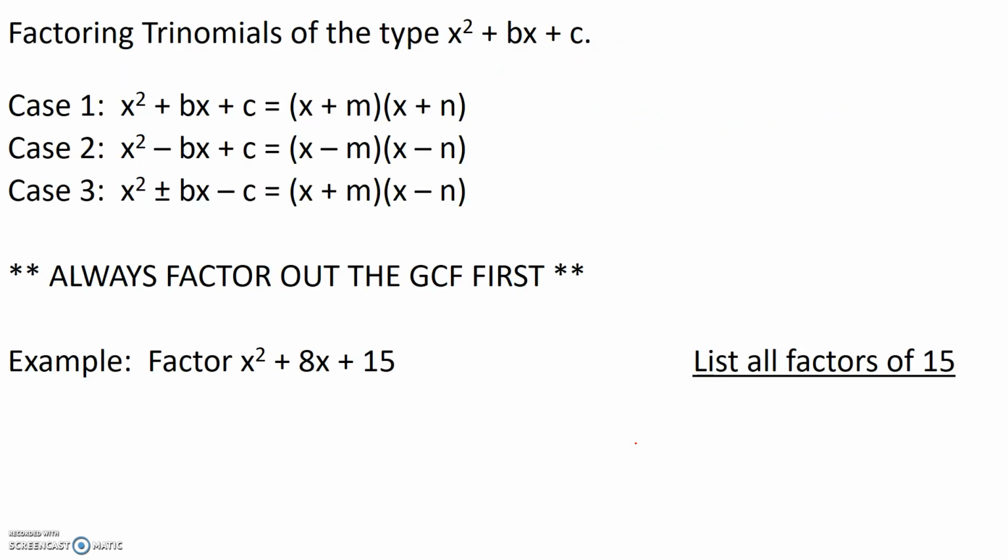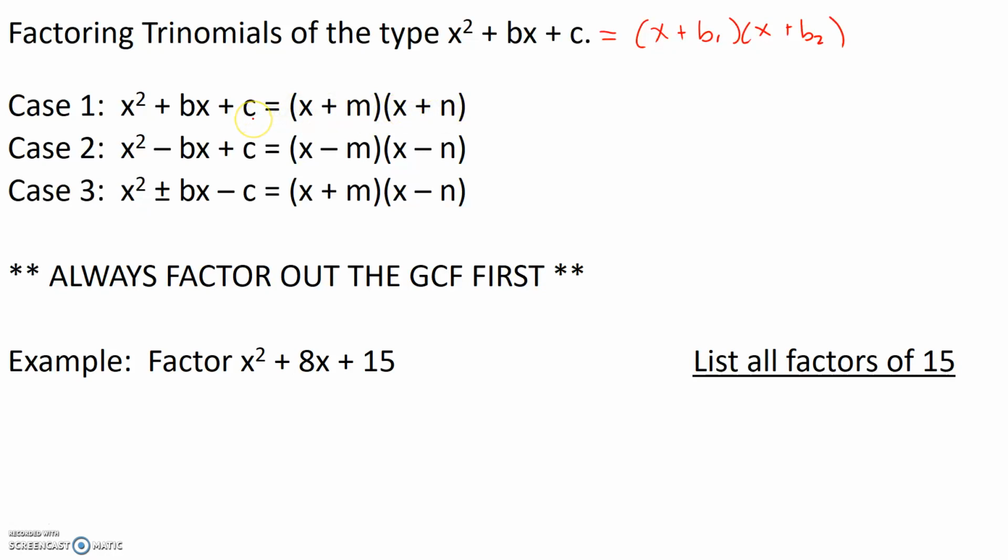When we factor, we take this trinomial x squared plus bx plus c, and we write this as a product of two binomials. I'm going to call this x plus m times x plus n. So factoring is taking a trinomial and writing it as a product of two binomials. We have three different cases. Now, we learned in the previous slide that the last term is formed by multiplying the m and the n.